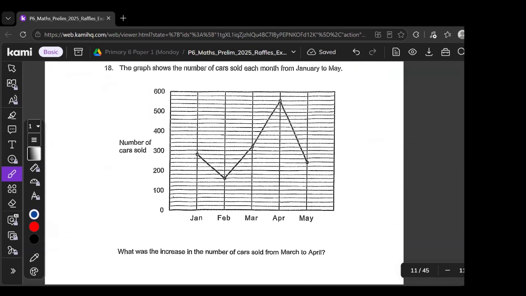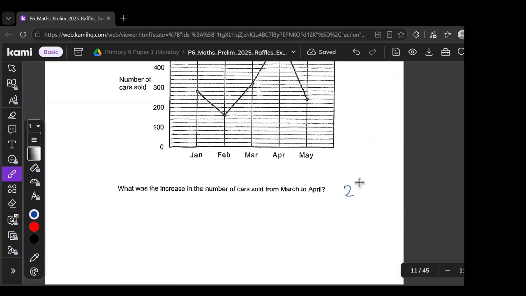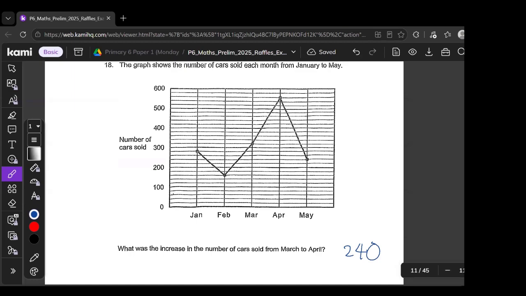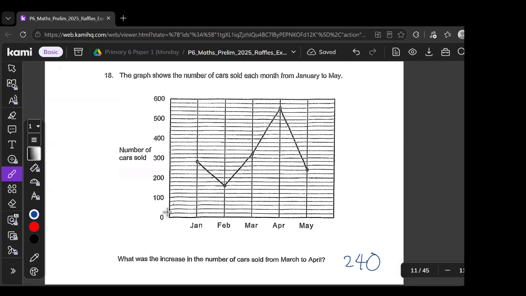Your answer will be 240. Now, again, you can see there's a line graph and there are lines. So you need to count the units. Must count the units first. So 5 units is 100, 1 unit is 20. And you must put the numbers on the line graph so that you can do faster. It's about doing faster. That's why you put the numbers on the line graph.